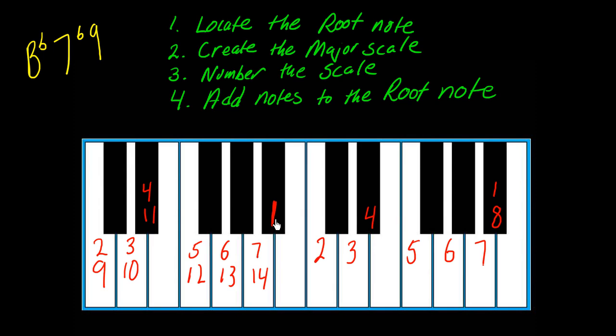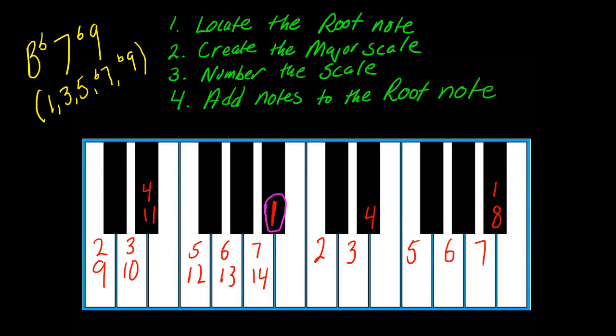So let's locate the root, which is 1. You would play this 1 note, B flat. You would have to know that a 7 flat 9 type of chord includes the following notes: 1, 3, 5, flat 7, and a flat 9, which is also, you remember 9 and 2 are basically the same note, even though this is an octave higher. So that would be a flatted 9.